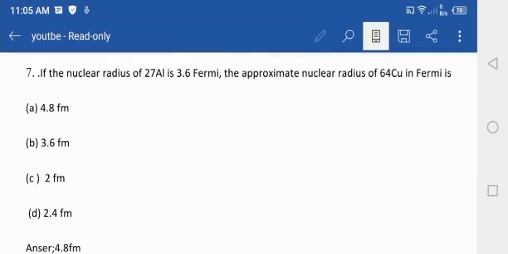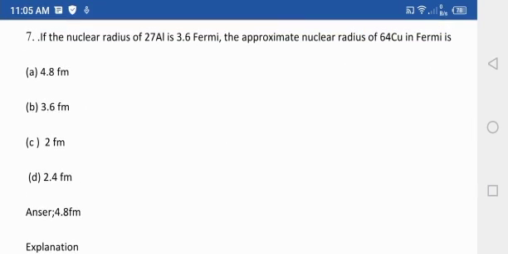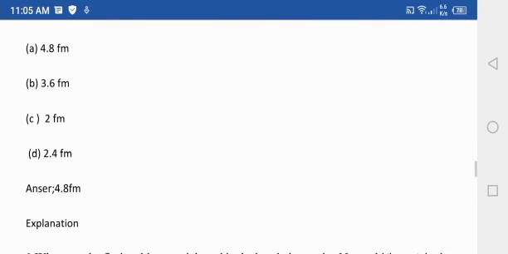If the nuclear radius of aluminium is 3.6 Fermi, the approximate nuclear radius of copper in Fermi is. The answer is 4.8 Fermi. The explanation is given.